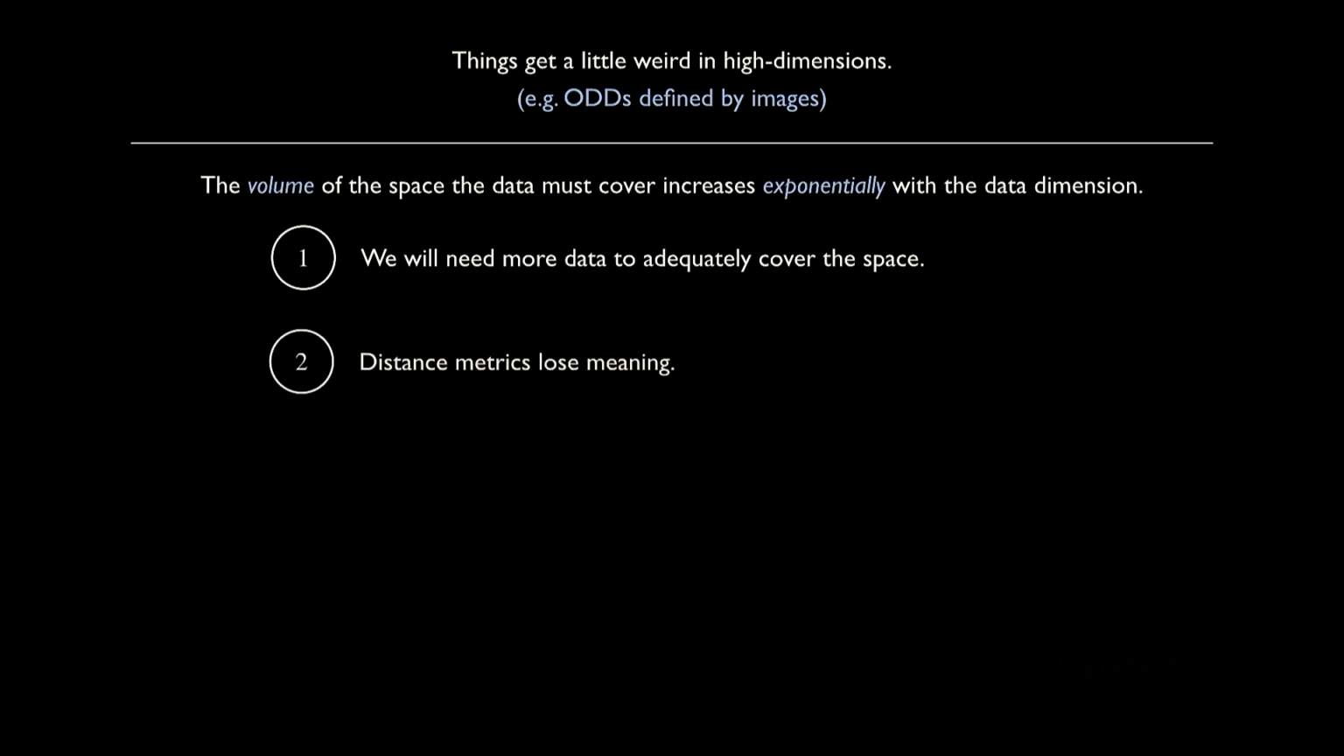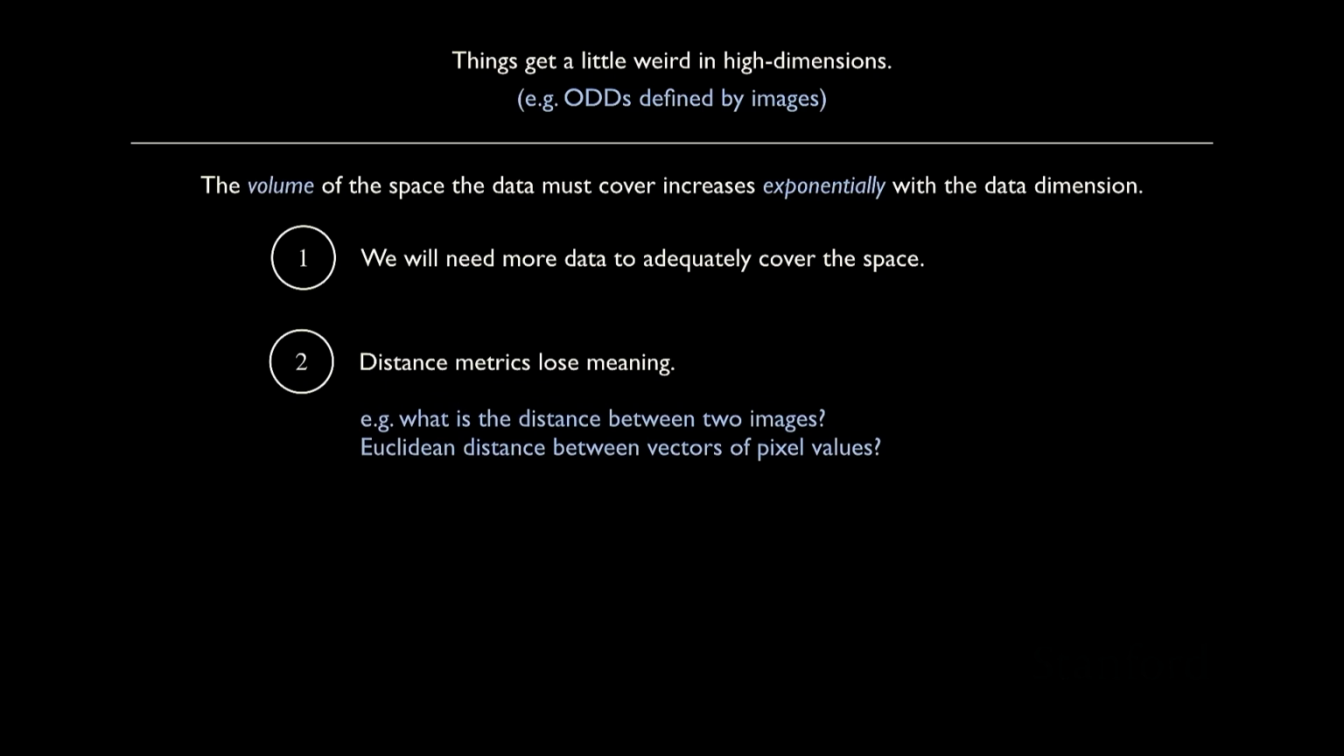And then secondly, as you were pointing out, distance metrics tend to lose meaning once you're in a space like this. So for example, what is the distance between two images? Is it the Euclidean distance between vectors of pixel values? This isn't super obvious, and a lot of times you want more of a semantic distance measure between two images, but this is just in general not an obvious thing to do. So you need to be careful when you scale up to high dimensions.